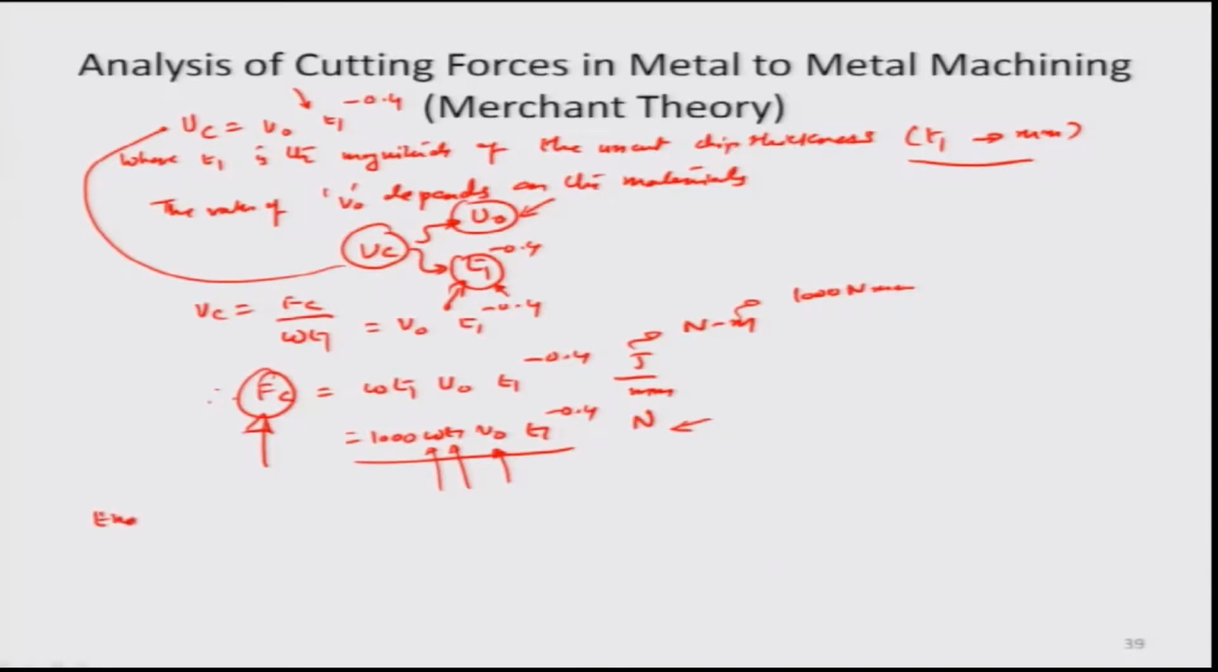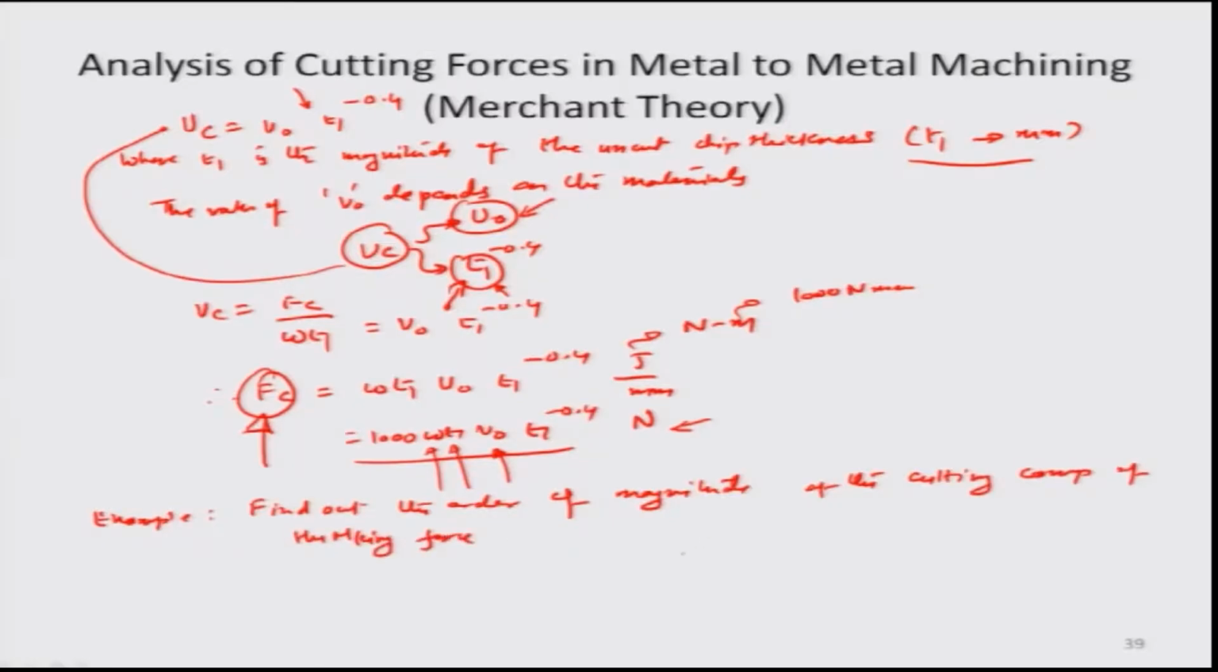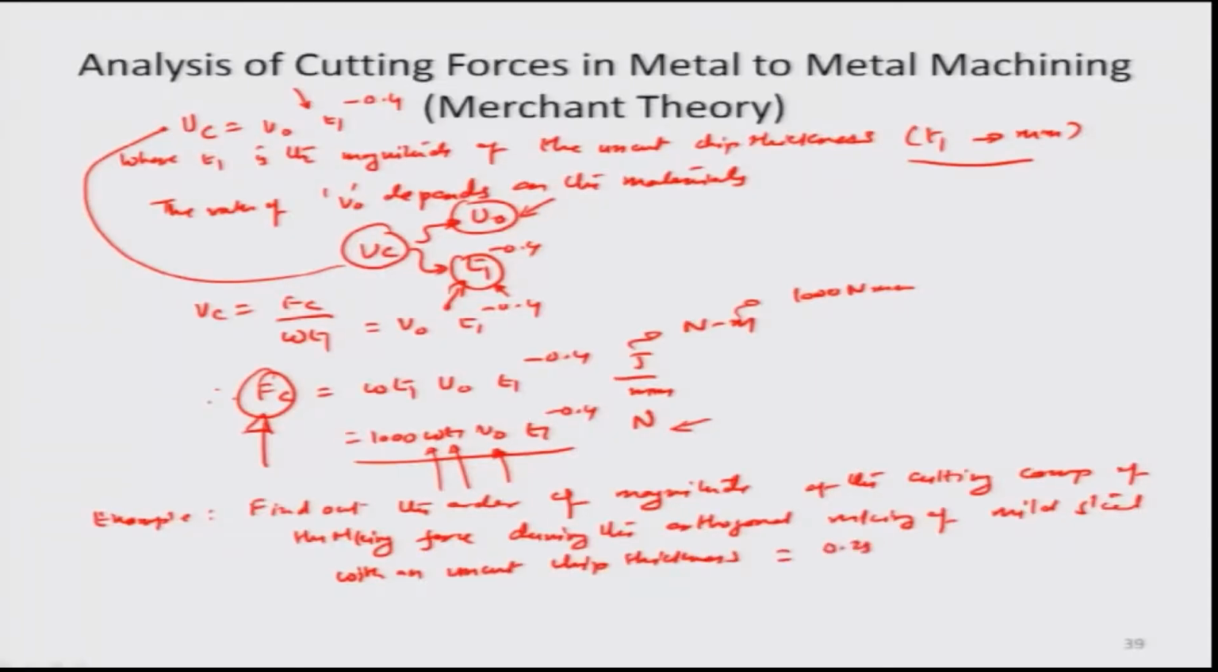So, let us say we have a case where we need to find out the order of magnitude of the cutting component of the machining force during the orthogonal machining of mild steel with an uncut chip thickness of 0.25 millimeters and a width of the cut W being equal to 2.5 millimeters.